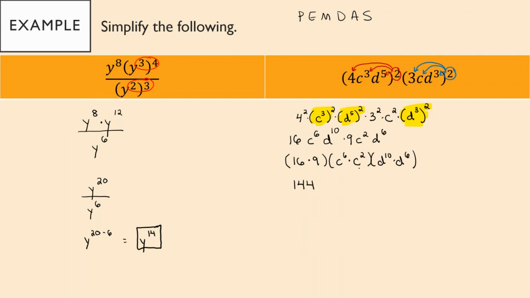Now on the C's, when you multiply, you add exponents. And so that's going to be 6 plus 2. So we get 8 as our new exponent. And then on the D, you add 10 plus 6, you get 16. And then we can't simplify that any further because we have different variables that can't be combined in any way.